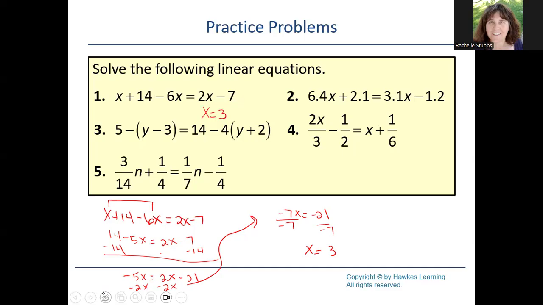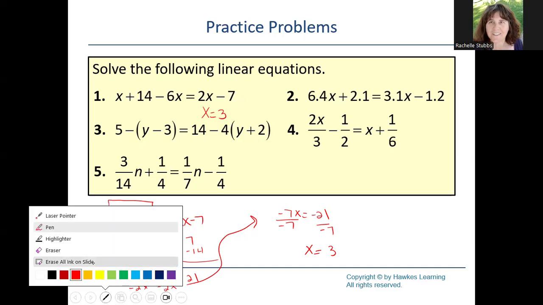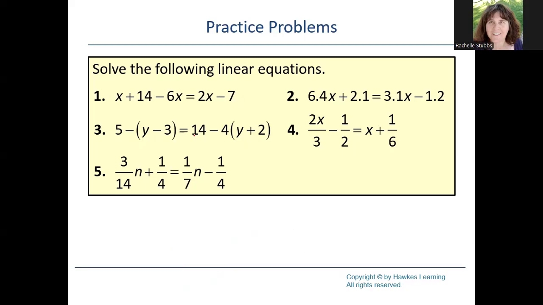Okay, let's do the next one. Here we go. Now you think, well, there's nothing to distribute, but there's a 1 right here. So I'm going to get this as 5. Now if I distribute that negative 1 through, I'm going to get minus y. And if I distribute that negative 1 here, I'm going to get plus 3 equals 14 minus 4y, that's from here to here, and then minus 8.